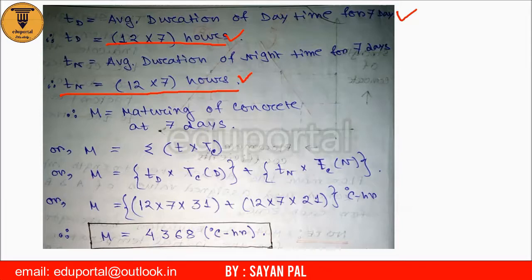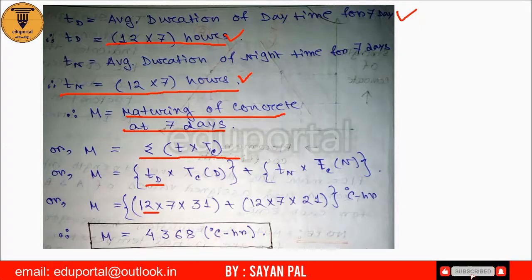Okay, now M is the maturity of concrete at 7 days, and as per the definition of maturity of concrete, M is equal to the summation of temperature into time. So for the day, the daytime is 12 into 7, and the curing temperature for the day is 31, that we have determined.